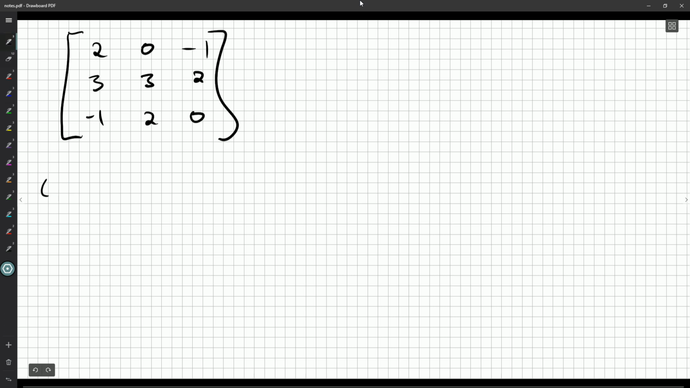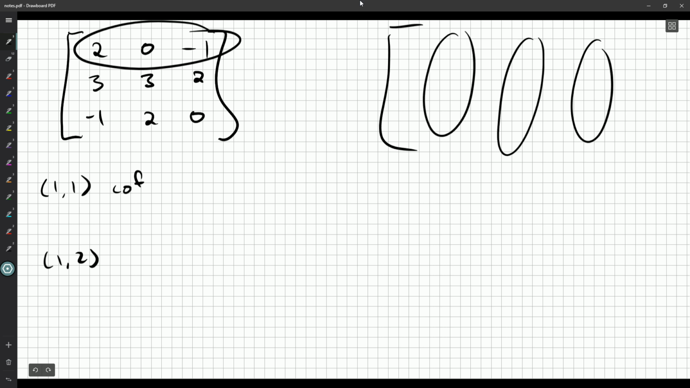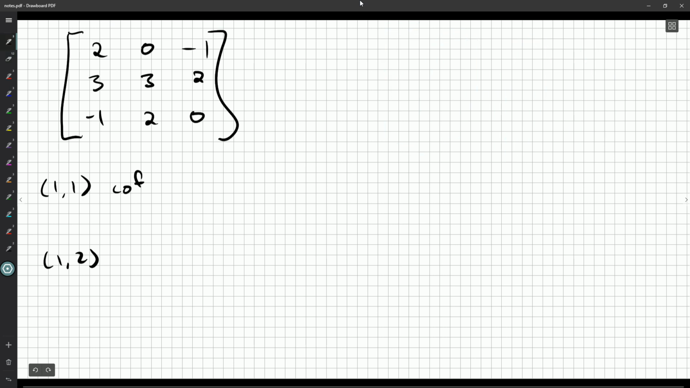Okay, so we should probably declare what we're trying to do. So 1, 1 cofactor. I always go one row at a time, and that gets us the first column, the next column, then the column after that for the adjoint. But of course, you're more than welcome to vary. And that's perfectly allowed.